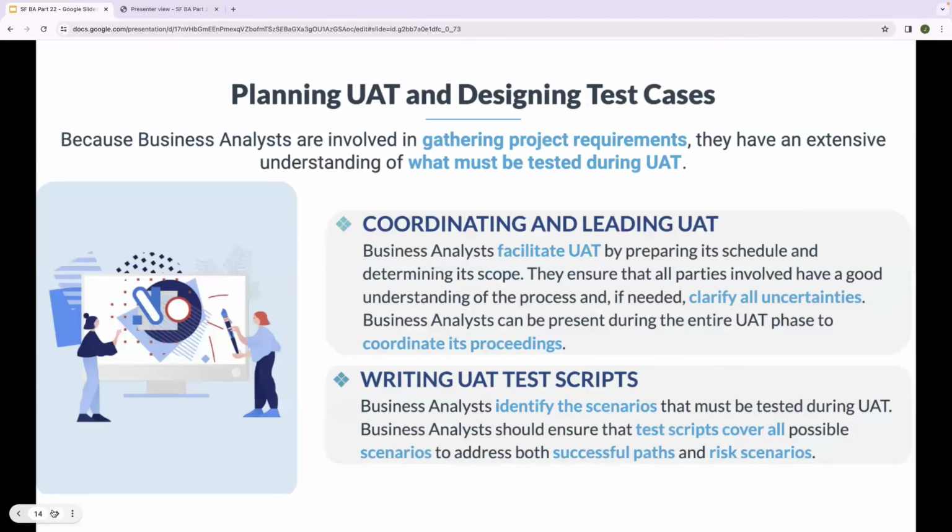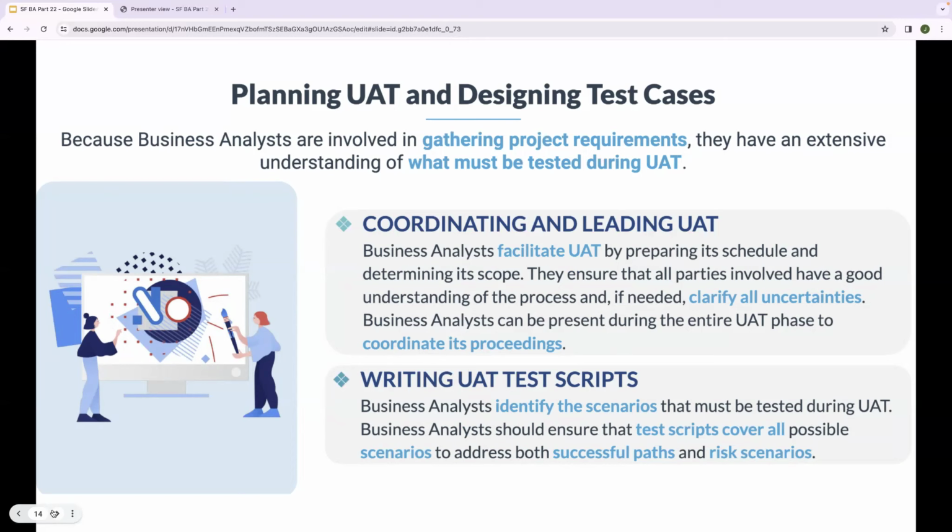Planning UAT and designing test cases. Because business analysts are involved in gathering project requirements, they have an extensive understanding of what must be tested during UAT. Coordinating and leading UAT. Business analysts facilitate UAT by preparing its schedule and determining its scope. They ensure that all parties involved have a good understanding of the process and, if needed, clarify all uncertainties.